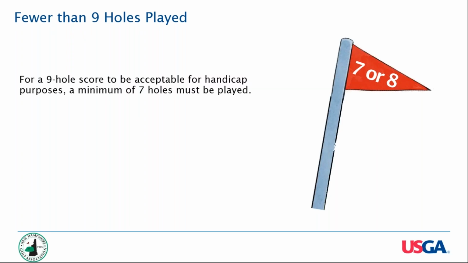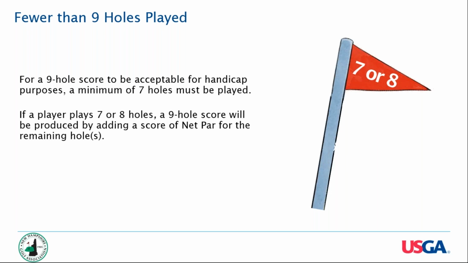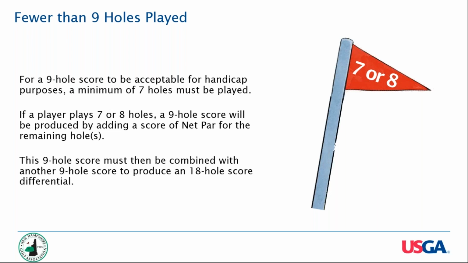So, fewer than 9 holes played. Not a change: you have to have played a minimum of 7 holes to post a 9-hole score. If a player plays 7 or 8 holes, a 9-hole score will be produced by adding a score of net par for the remaining holes. We just talked about net par. This 9-hole score must then be accompanied by another 9-hole score to produce an 18-hole differential.